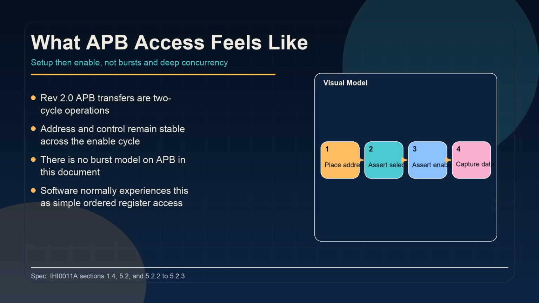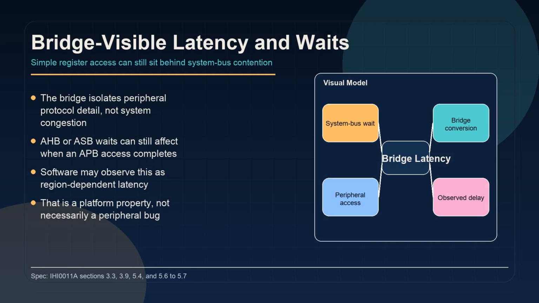When software accesses an APB peripheral, the hardware side is doing a setup cycle followed by an enable cycle. There is no burst model in APB here. Address and control stay stable across the enable phase. That is why the peripheral edge usually feels simple and ordered compared with the more flexible behavior on the system bus.